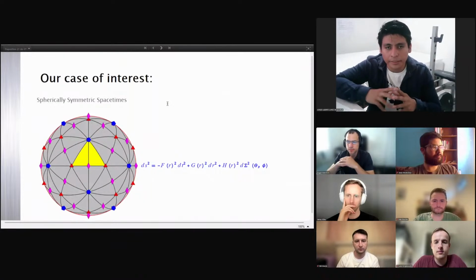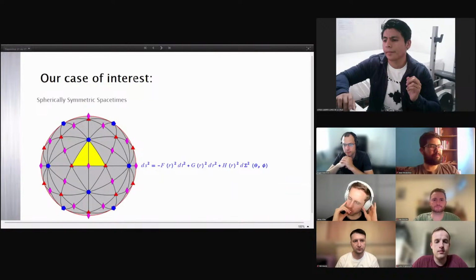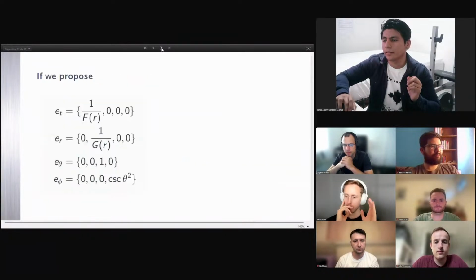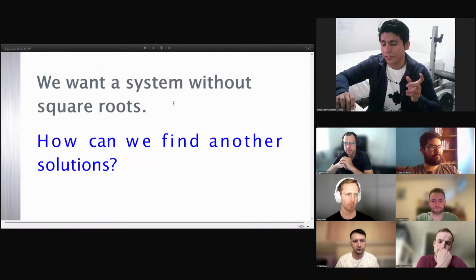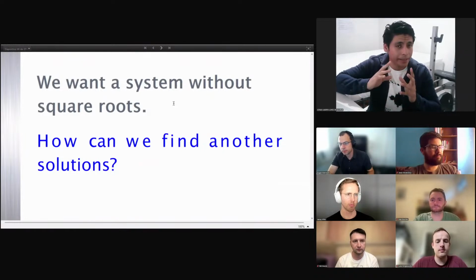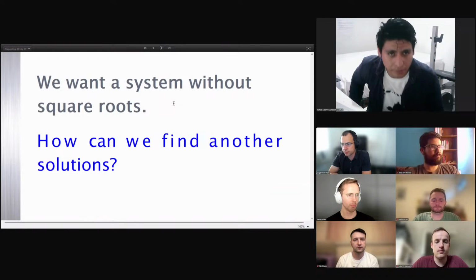I want to solve this kind of spacetime. But the tetrads are not enough, so I need to build another system of gamma matrices. And first, I did not have any idea how to do that.